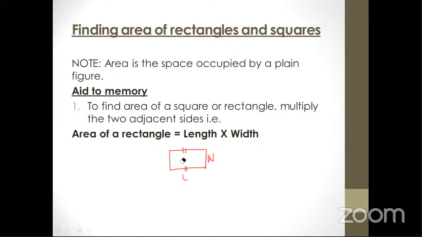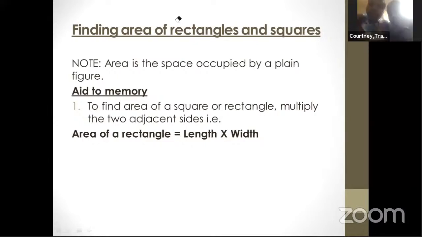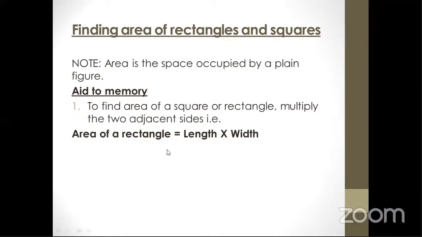How about a square? Who can tell us how to find area of a square? Yes, Tracy. Tracy, can you tell us the method of getting area of a square? Area of a square is equal to side times side. Very good. Here we are going to use the adjacent sides of a square. They are all equal. That's why for a square, we say area of a square equals side times side.